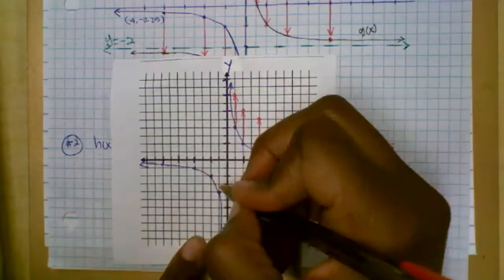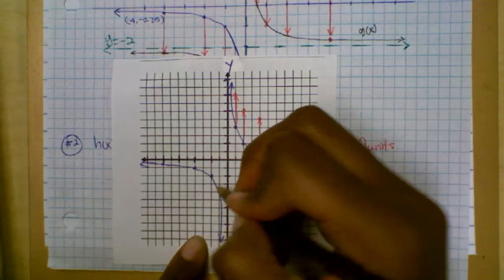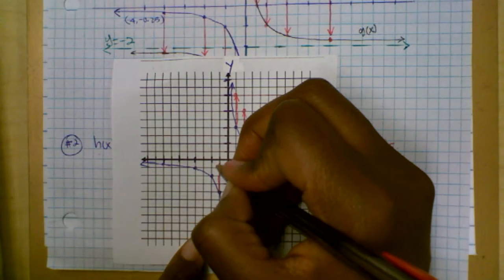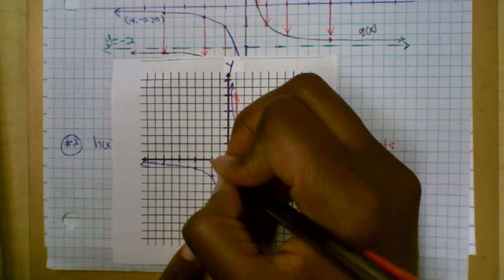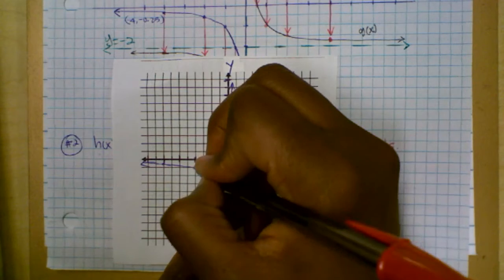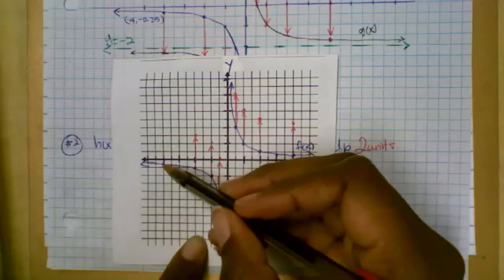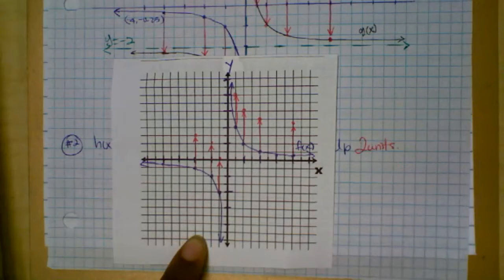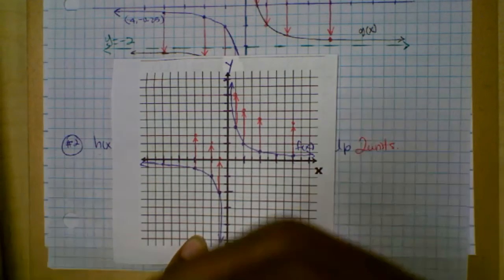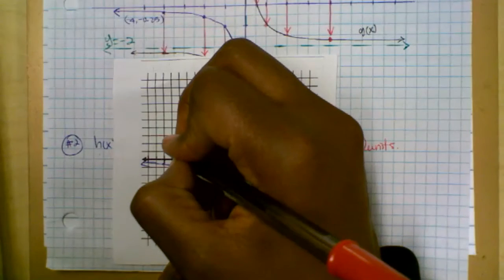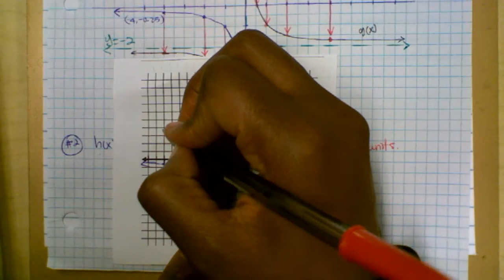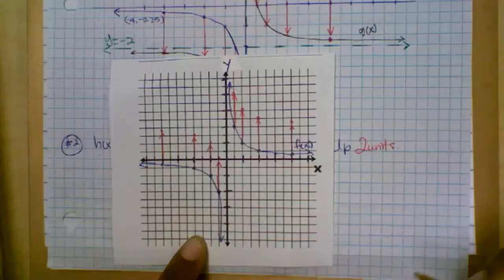Okay, so I'm going to do the same on the other side. I'm going up 2. And this one is negative 0.25 plus 2, which is going to be positive 1.75. So this is 1.5, and positive 1.75 is right here.